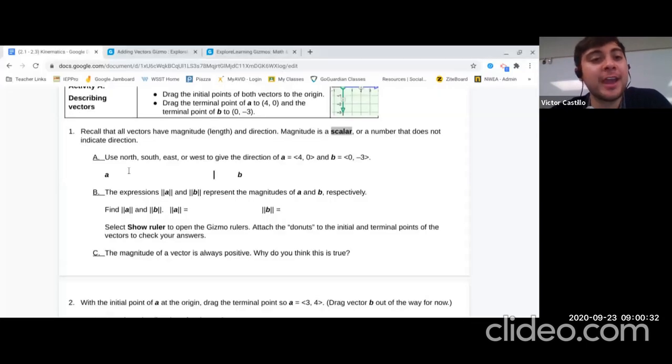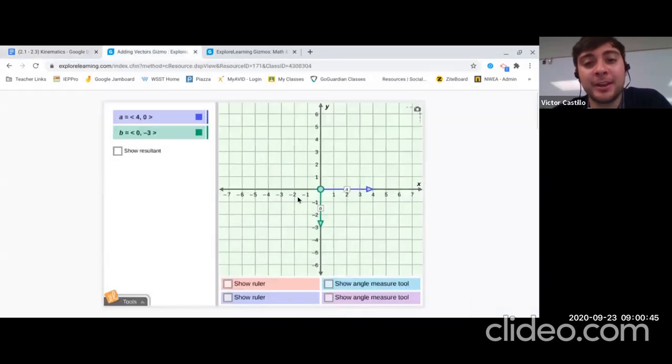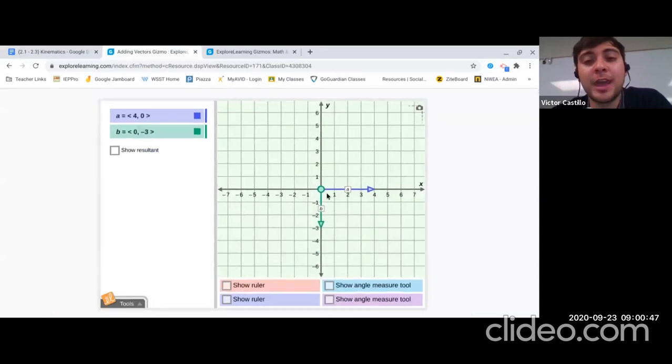Okay, let's check this out. So for A, it says, use north, south, east, or west to give the direction of vector A and vector B. Well, we already did it, right? We already have our directions right here. Look at this. So A, what direction is A showing? And I see some people have actually private messaged it. Thank you so much.